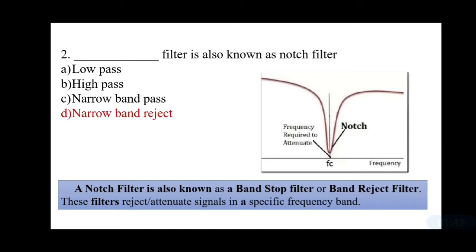Narrow band reject filter is also known as notch filter. The correct option is D. Next question.